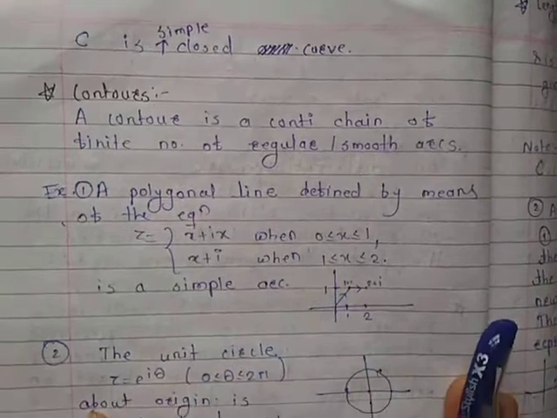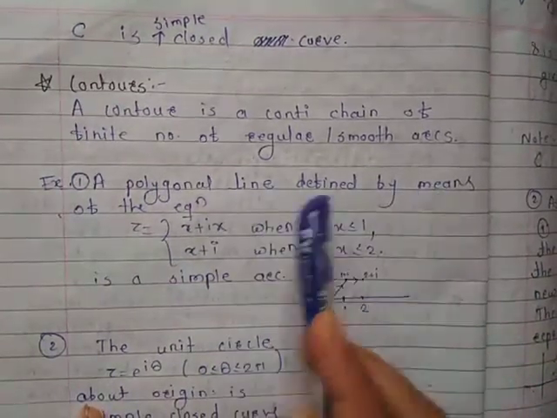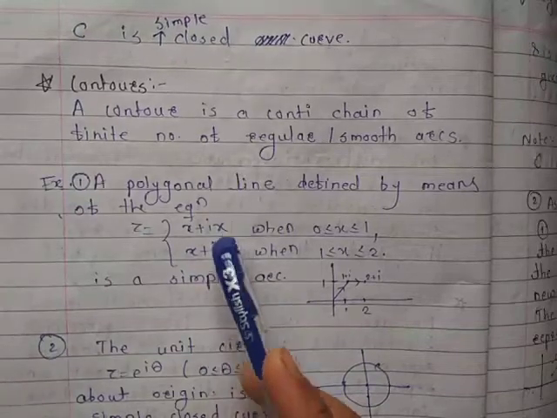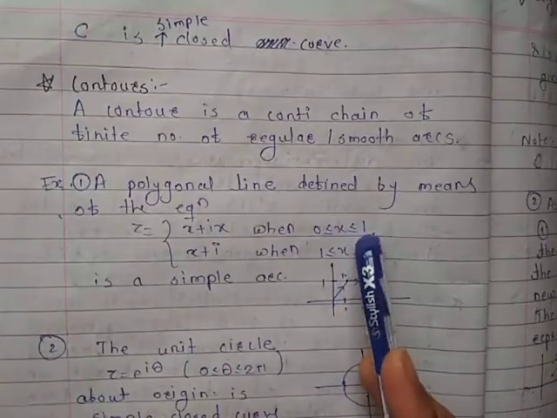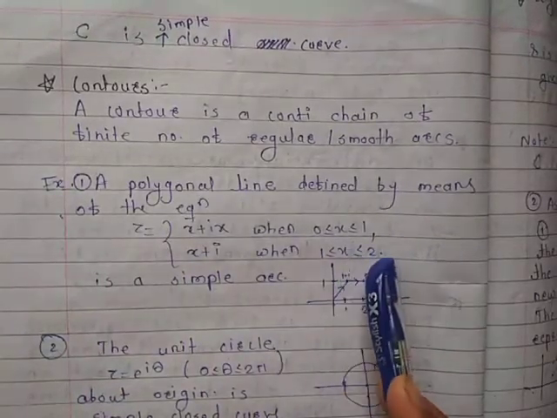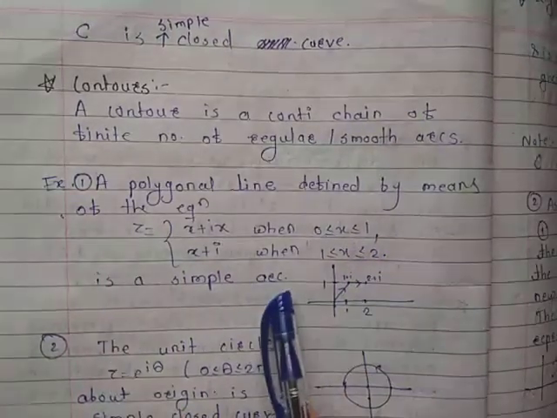Okay. Example, a polygonal line defined by means of the equation z = x + i x when x belongs to the closed interval [0, 1], and x + i when x belongs to the closed interval [1, 2]. It's a simple arc.